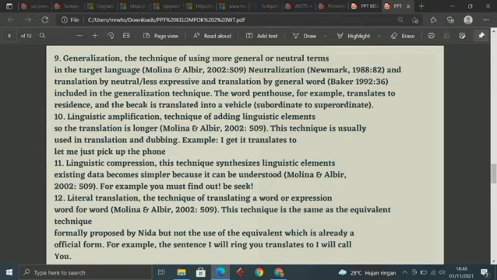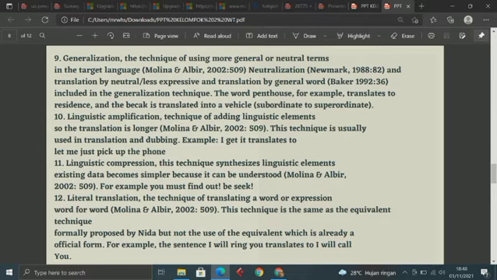Bismillahirrahmanirrahim. I am Srandari, and in this section, I would like to clarify types of translation techniques, including literal translation, modulation, and also particularization. Literal translation means the technique of translating a word or expression word for word, according to Molina and Albir, 2002, on page 509.